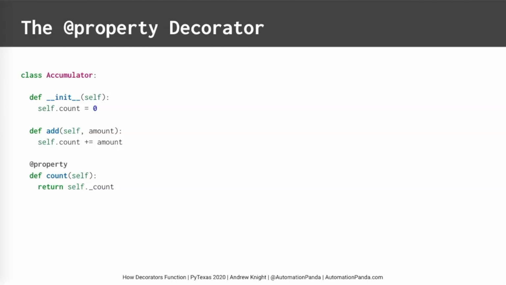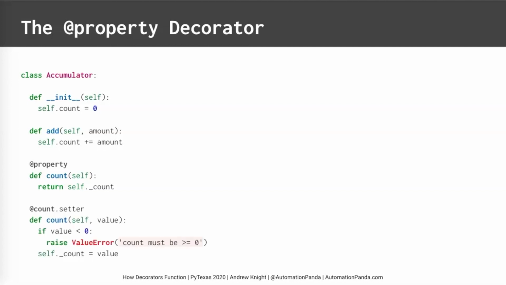Inside the count property, the method returns an attribute named _count. The underscore means that this variable should be treated as a private variable. However, this class hasn't set that _count variable yet. That variable is set in the setter method. Setters are optional for properties. Here, the setter validates that the value to set is not negative. If the value is good, then it sets _count. If the value is negative, then it raises a ValueError.